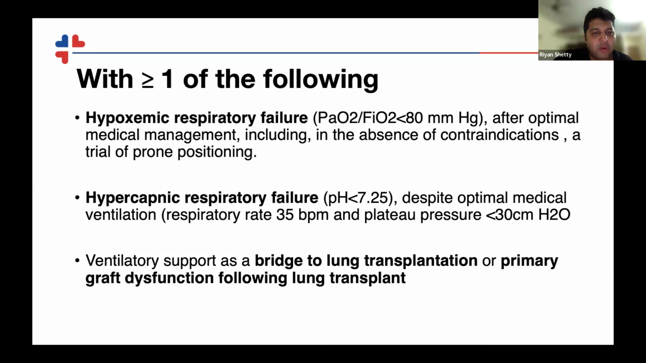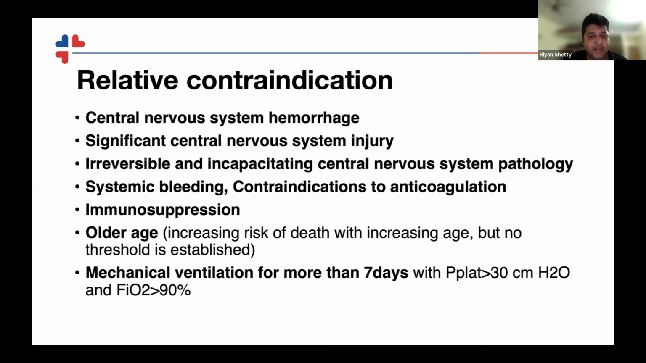If anybody has more than one of the following, that is an indication. Hypoxic respiratory failure: PaO2 to FiO2 ratio less than 80, when all medical management has been done, there is an absence of contraindications, and a trial of prone has been tried. Hypercapnic respiratory failure despite ventilation; a common example is also ARDS and sometimes even bronchial asthma in status. Ventricular support as a bridge to lung transplant, or for primary graft dysfunction following lung transplant. If more than one of these is present, it becomes a direct indication.